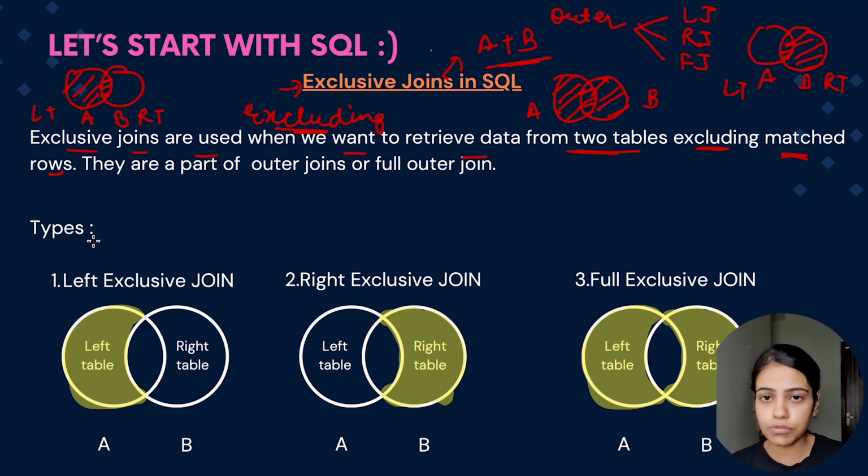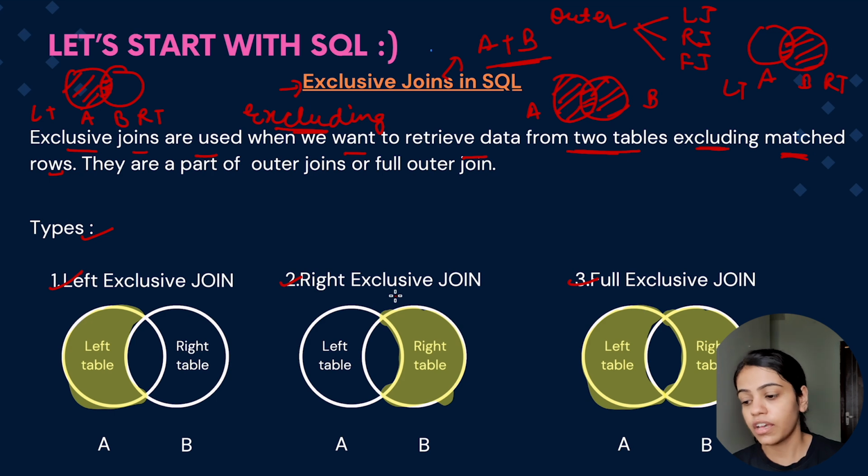But in the exclusive joins, we basically exclude this area. So we don't get this area, we only want this particular area which is having the details of A, or only this particular area which is having the details of B, or only this area which is having the details of A as well as the details of B. So here also you can see that there are three types of join. The very first one is the left exclusive join, the second is the right exclusive join, and the third is the full exclusive join.